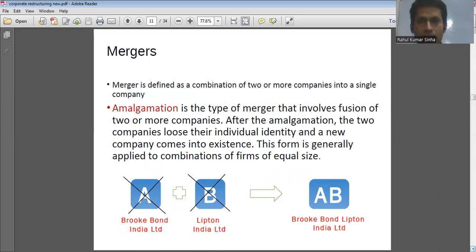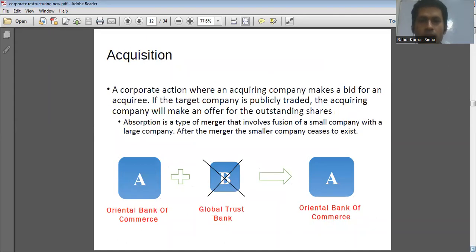Let us see the first method, merger. All of you know, merger means the combination of two or more companies into a single company. An amalgamation is a type of merger in which two companies merge with each other, both companies lose their identity, and a new company comes into existence. So you see, Brooke Bond India Limited and Lipton India Limited merged, and now the new company is Brooke Bond Lipton India Limited. So this is one way of doing expansion through corporate restructuring: merger.